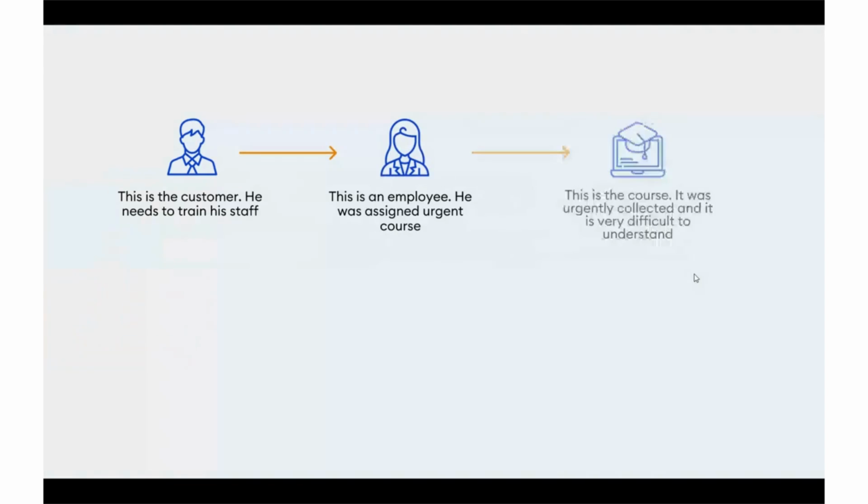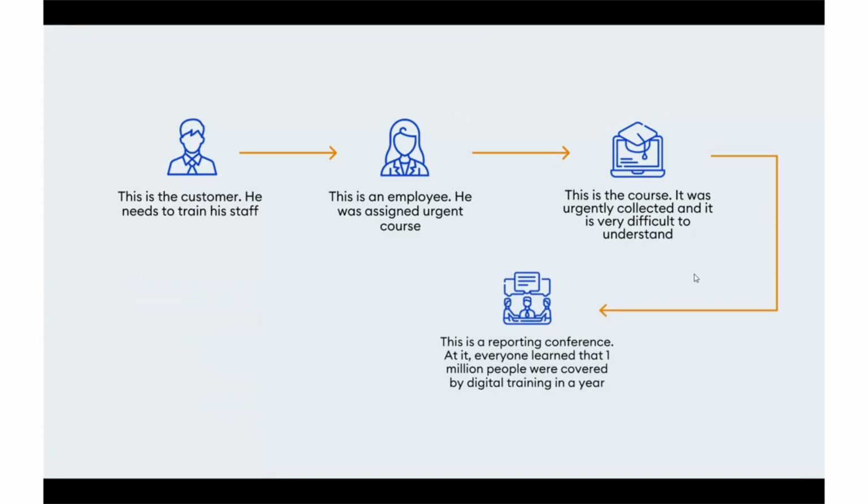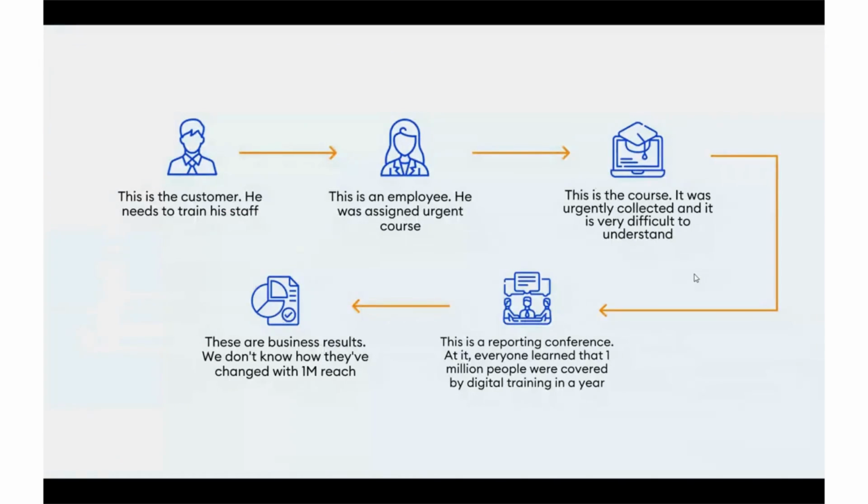So on this slide, you can see the process of working with customers. Usually the chain looks like this. We have customers who urgently need to train employees. And then we have employees who urgently need to take courses. Then we have a course, but we created it quickly because the customer needed it as soon as possible. So this course was assigned to employees and they started to take it right away.